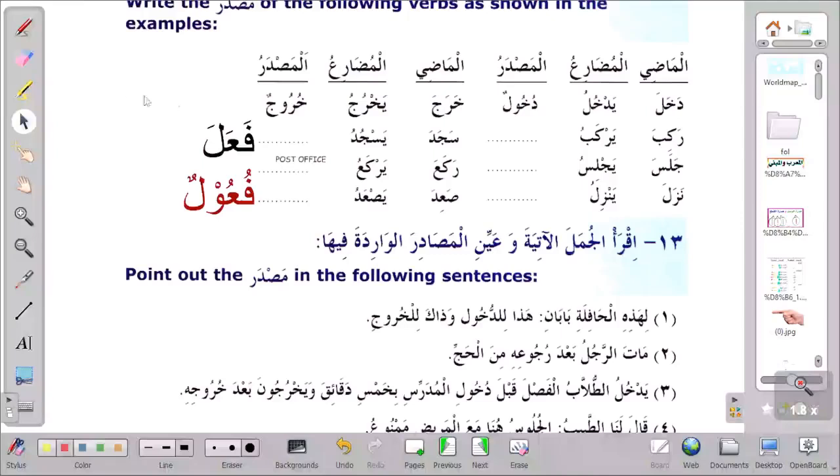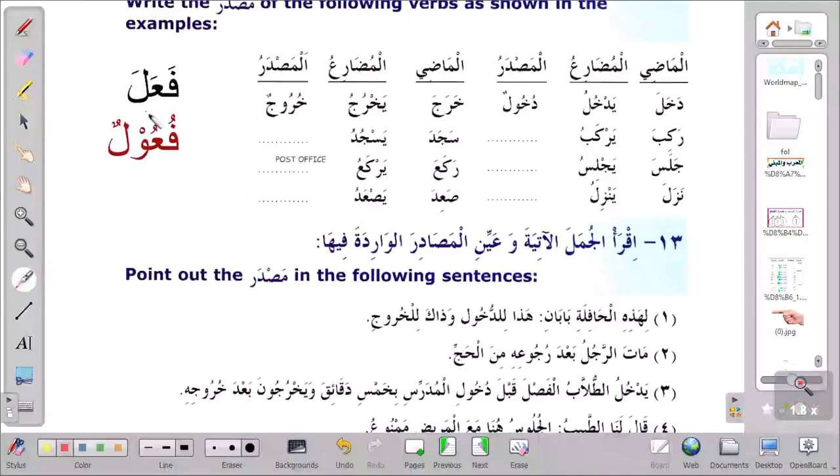Okay. So I hope you can see, please. Right? So this is it. If you have a verb like this, fa'ala, the masdar is going to be fu'ulun. I'm talking about the verbs we have learned so far. As I said, there are different awzan, different scales. But the scale we are learning is on the scale of fu'ulun.